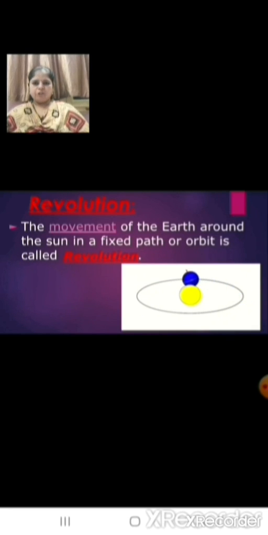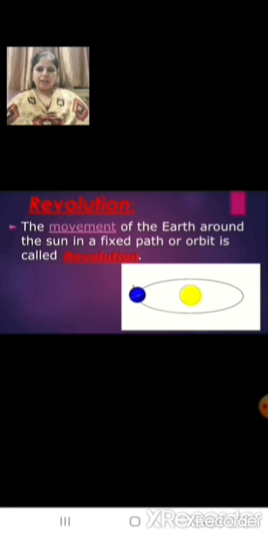What is revolution? The movement of the earth around the sun in a fixed path or orbit is called revolution. You can see here the earth is revolving around the sun. So this movement is called revolution. The imaginary line on which the earth moves around the sun is called its orbit.